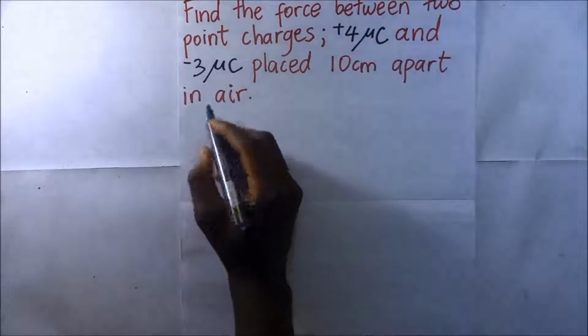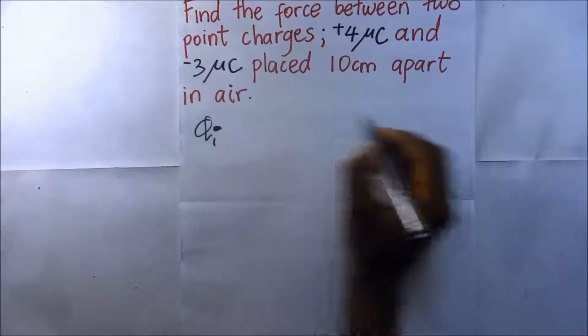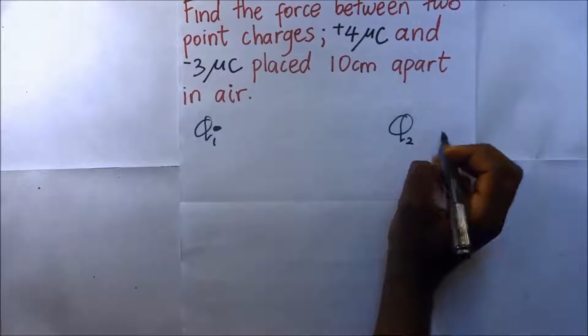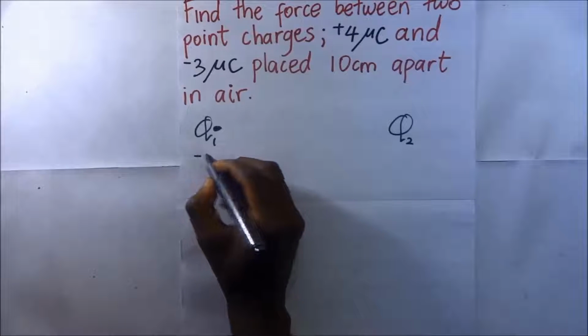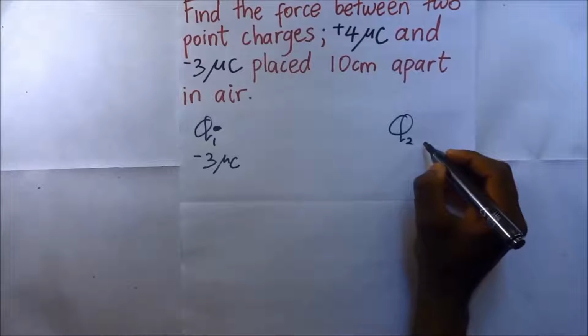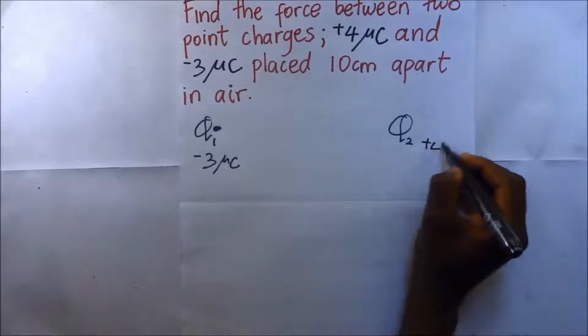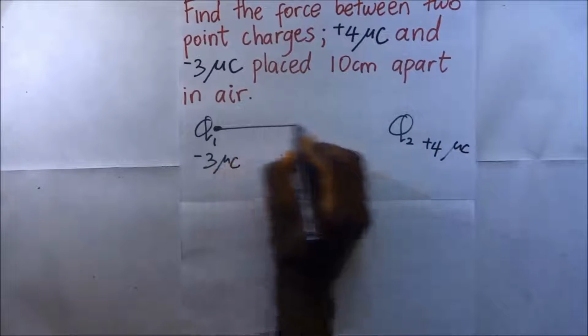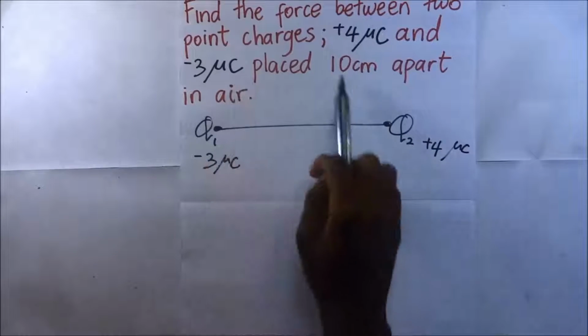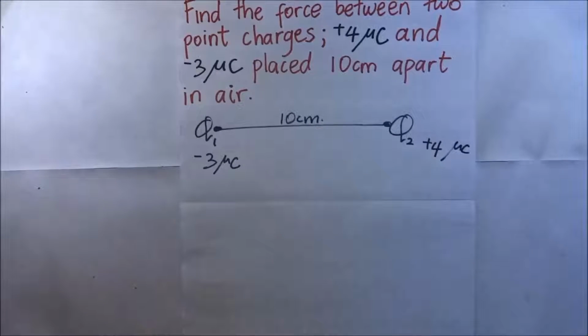We have, let's call this Q1. We have that Q2, it's another point charge. This is negative 3 microcoulombs. Micro means times 10 to the power negative 6. And we have here positive 4 microcoulombs. And these 2-point charges are separated by 10 centimeters. And now we are required to find the force between those two charges.